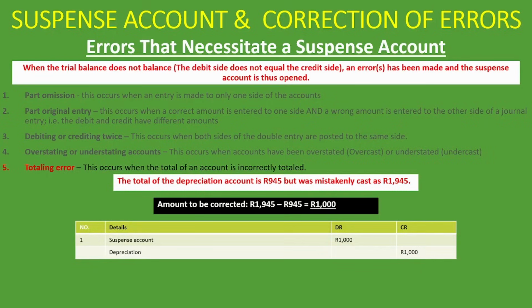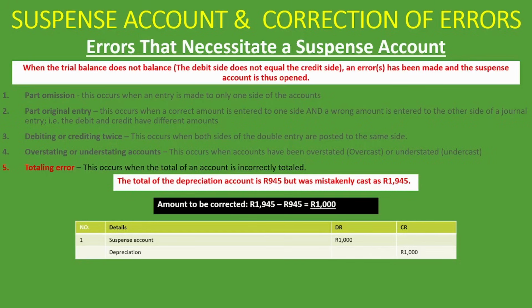When you are dealing with overcasting and undercasting, just make sure you know which error you're dealing with, whether you need to open a suspense account or not. Does it affect the totaling of my trial balance or not? That will give you an indication whether you need to open a suspense account or which kind of error it is. And if it's this type of error where an account was incorrectly totaled, then you know it's a totaling error. I need to open my suspense account. You just need to know what the difference is, whether you overcast or undercast. Then you do the entry accordingly.